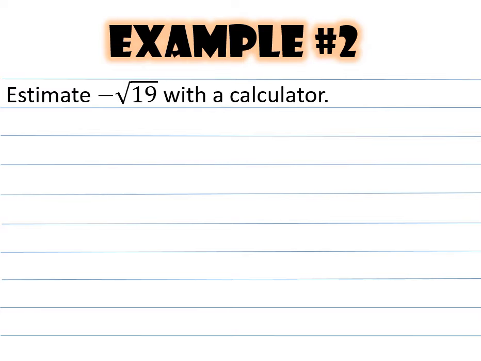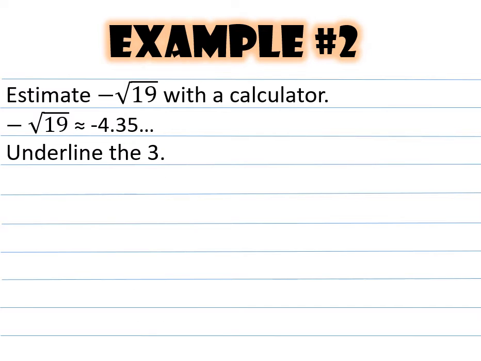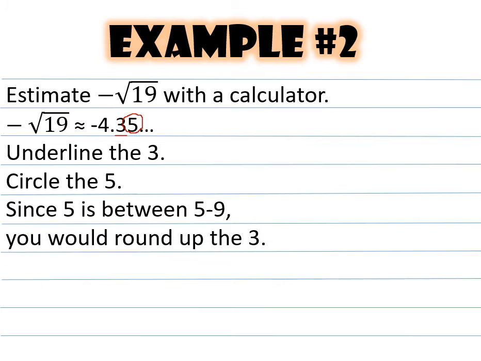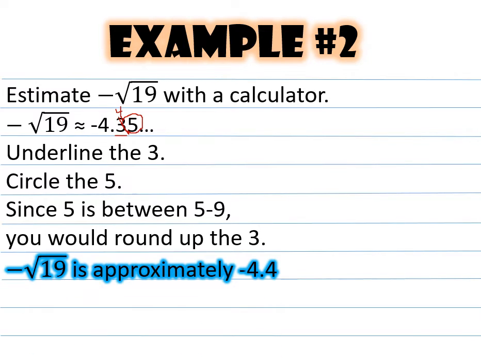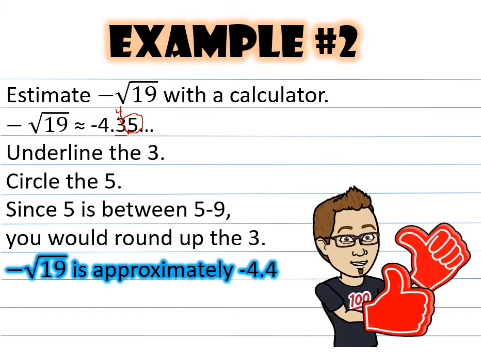Yes! Example number 2, estimate the negative square root of 19 with a calculator. The negative square root of 19 is approximately 4.35. You are going to underline the 3 because it's in the tens place, and then circle the 5, which is in the hundreds place. Since 5 is between 5 and 9, you're going to round the 3 up, and that is going to become a 4. That means that the negative square root of 19 is approximately negative 4.4. I give that 2 thumbs up.